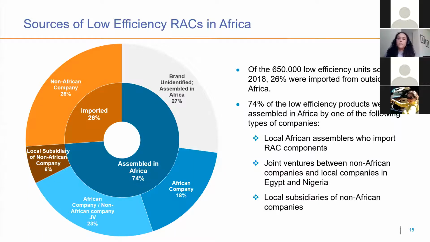So the 3 types of companies producing ACs in Africa are local subsidiaries of non-African companies. This is what you can see in brown. So 6% of the units in our data set were produced by these local subsidiaries. The second type of company assembling in Africa is a joint venture between African companies and non-African companies. And the third type of company assembling in Africa are wholly African-owned African companies that use parts imported from abroad to assemble the ACs.